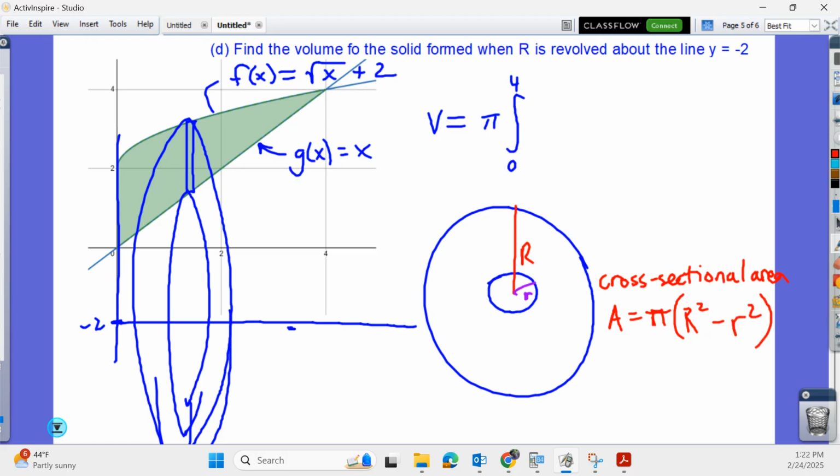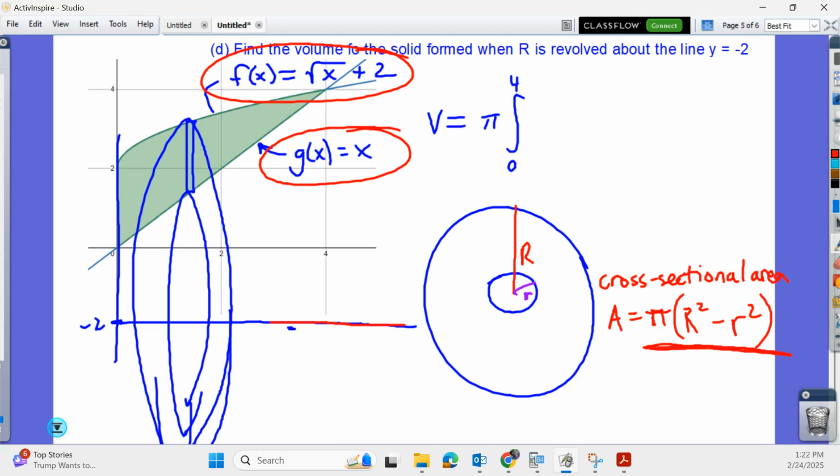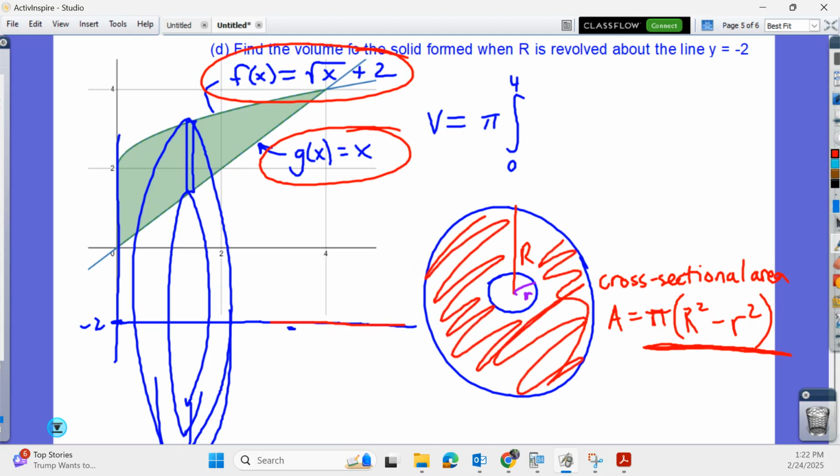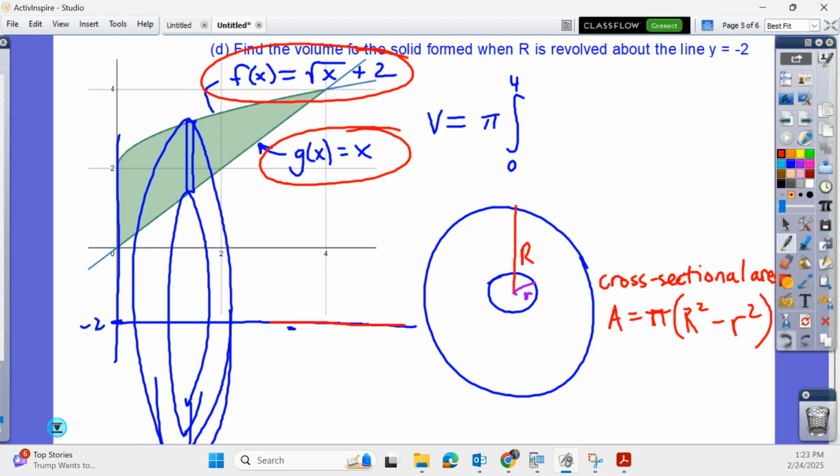Okay? Our big R here and our little r, they're a little trickier because we're going about the line y equals -2. So we'll talk about that in a second. But we're still using these two functions as part of that radius. So that's what we have to ask ourselves. What is our radius of revolution? But this is the formula to get the area of the washer, the area between these two circles, right? It's the big circle minus the little circle is the idea. All right, so let's do it.